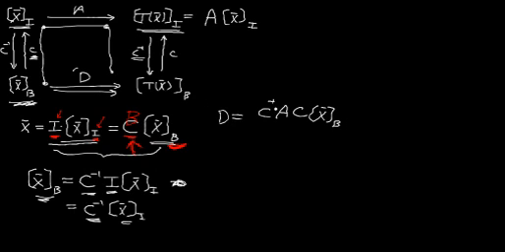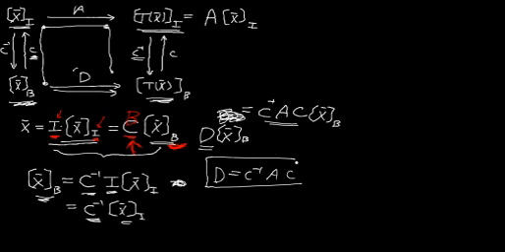So this is D times x bar B, because I'm writing this part here. Therefore D was C inverse A C. T was C inverse A C. That was the first part, the one that I showed you last time.